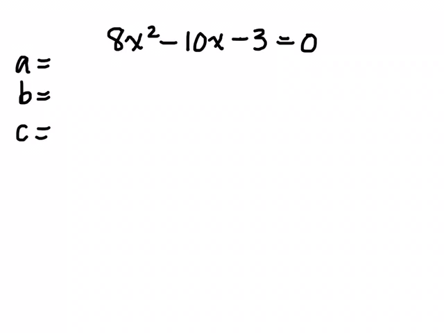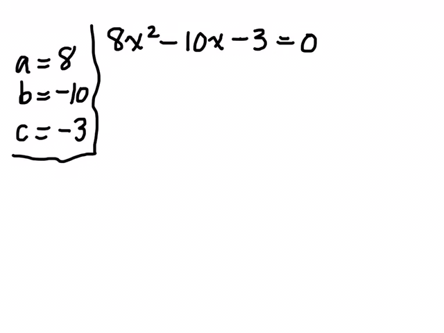So what is my a value? 8. Good, 8. B is equal to? -10. Don't make a mistake like I did earlier and forgot the negative. And c is equal to? -3. Good. Okay, so we know our values of a, b, and c.